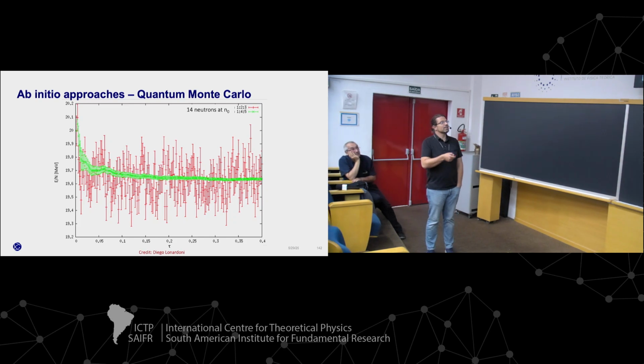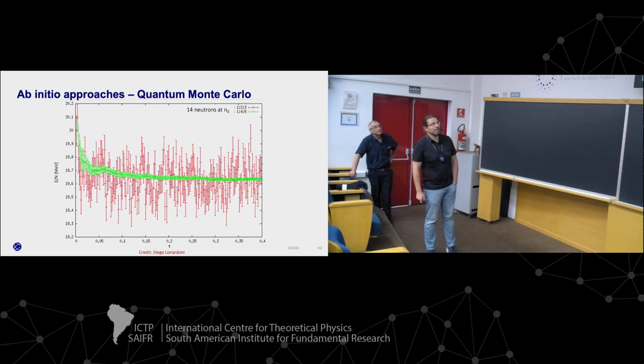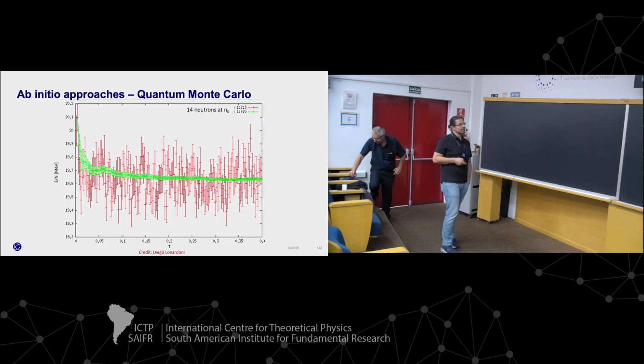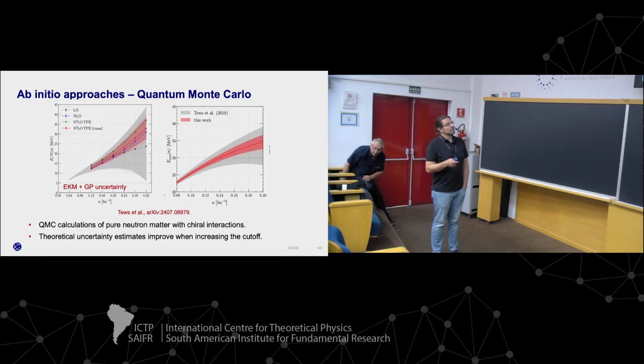Okay, so here you see the same but for neutrons. Again, the red are the points, and if you do the running average, you will get this green band, and you see it converges at some point. That's the energy per particle for neutrons at this density. And so, okay, this we have seen.